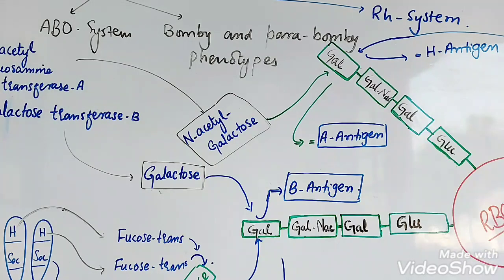So now this person will have both of these antigens, antigen A and antigen B. When a person has both of these antigens, the person's blood group will be AB blood group. So this is how the AB blood group gets assembled. The rest is very easy to understand.